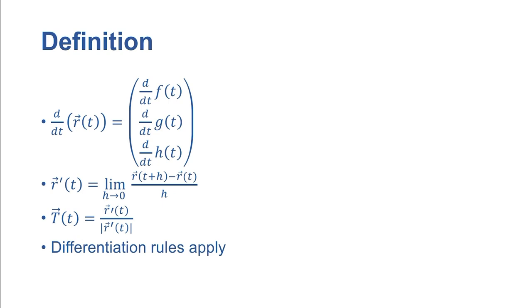Now we can also define a tangent vector, a unit tangent vector. So if I have my derivative vector and I want to make that a unit vector such that it would be a tangent vector, I can take capital T of t is equal to r prime of t over the magnitude of r prime of t.